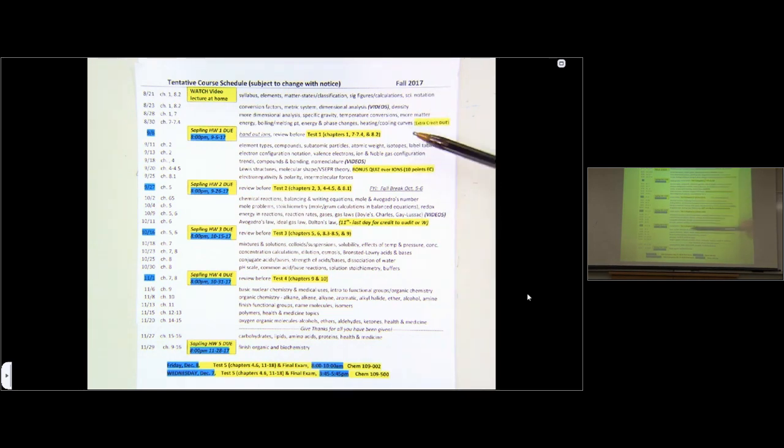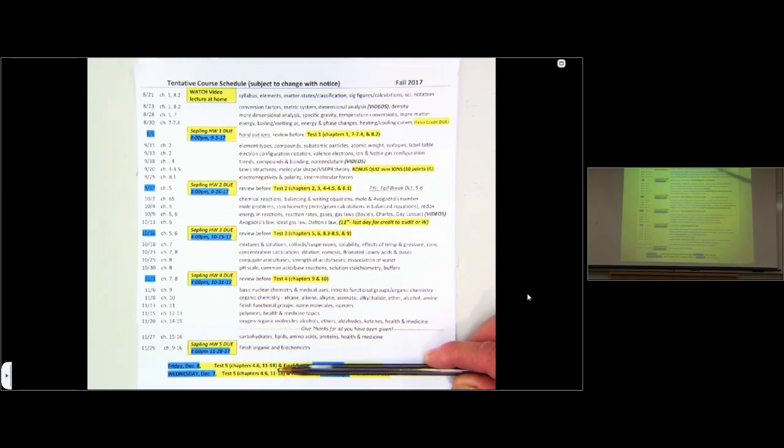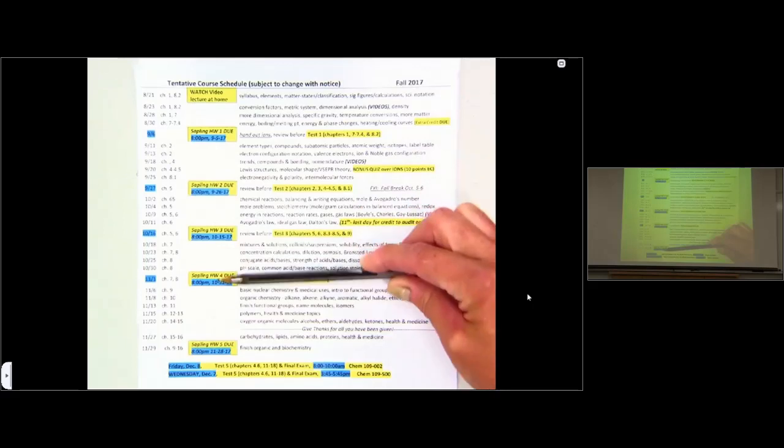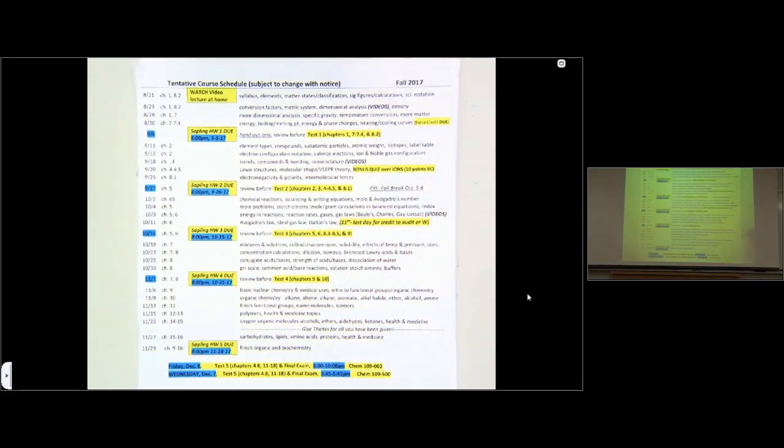Every test day is written down. Your final exam is also written down. Every homework assignment is written down. There's no excuse for you to miss it. It's all here.